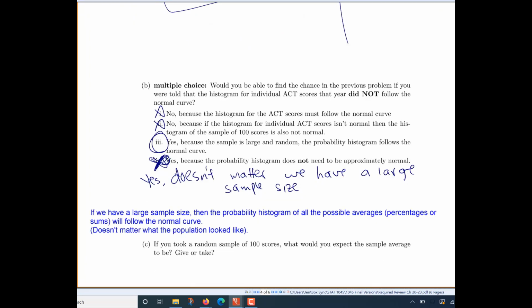If you took a random sample of 100 scores, what would you expect the sample average to be, give or take? That's just asking for the expected value of your average, which we did up above is 18, and give or take the standard error, which is 0.6. So we would expect to get a sample average of about 18, give or take 0.6.